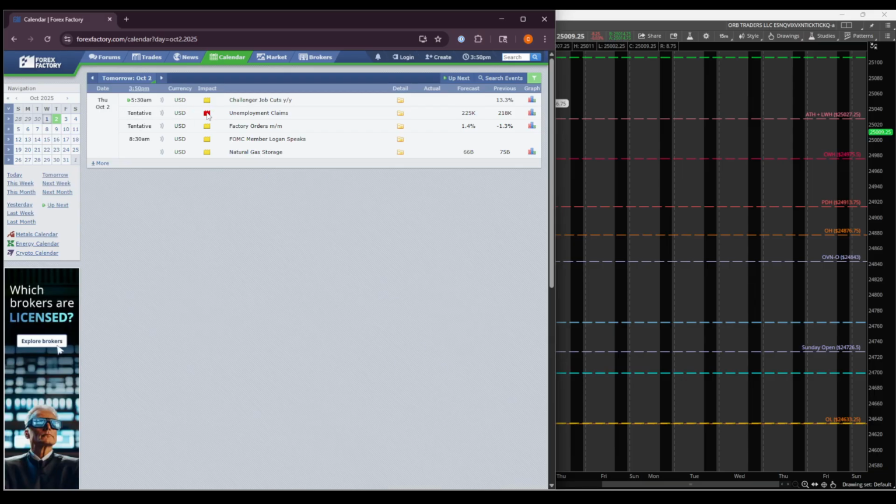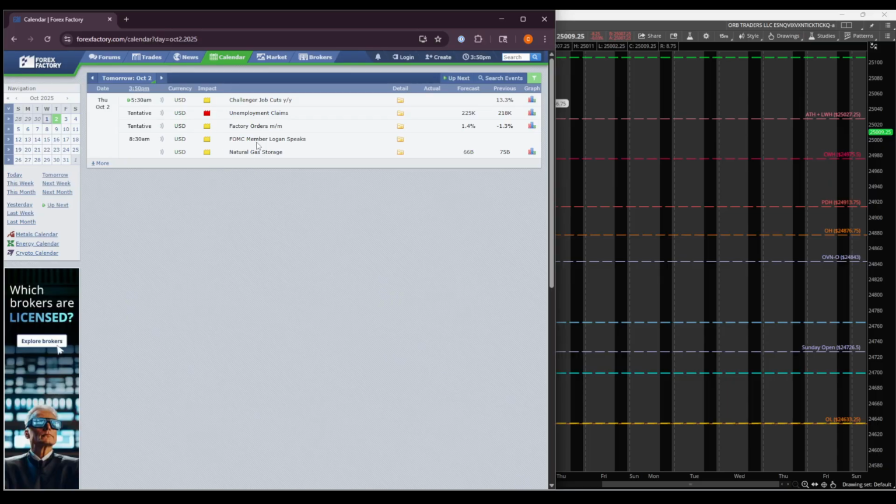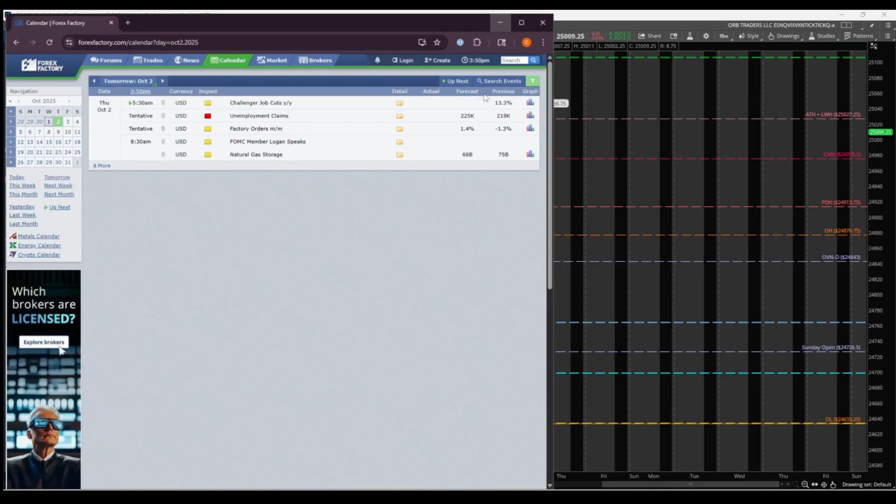Tentative, assuming there were some adjustments to the numbers, I would just keep that in mind. Usually this is at 6:30, so an hour before the market opens. We have another FOMC speaker getting on the mic, and then yeah, that's pretty much it. Let's just dive into the levels.